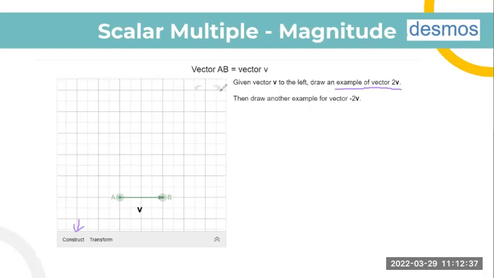All right, good. Now I want you to construct a third vector, and I want this one to show vector -2v. So all we're doing now is we're just changing the sign from positive to negative.